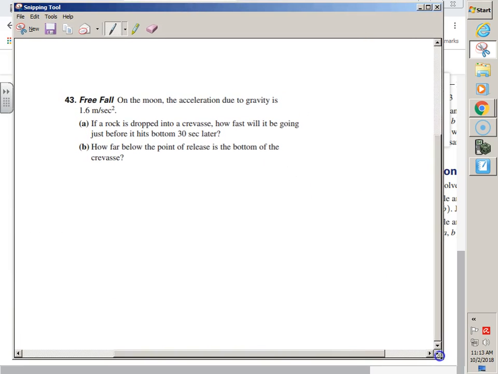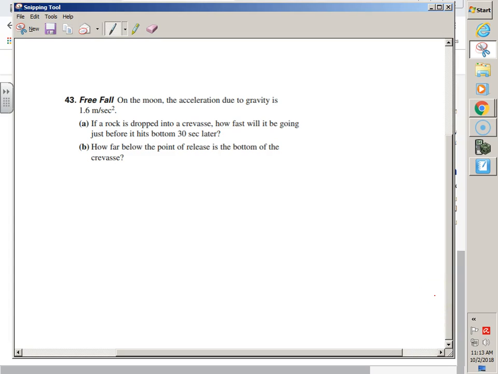How do you guys pronounce that word? Crevasse? No, it's just crevice. What does it mean? Like the valley, like the dipping down. It's not cracks. I guess you could think of it as a crack though. It's like a crack in the earth sort of, but it's on the moon, isn't it? Yeah. Anyway. You're dropping a rock into a crevice, and then how fast will it be going? At least that's how I've always heard it. It might be crevasse.